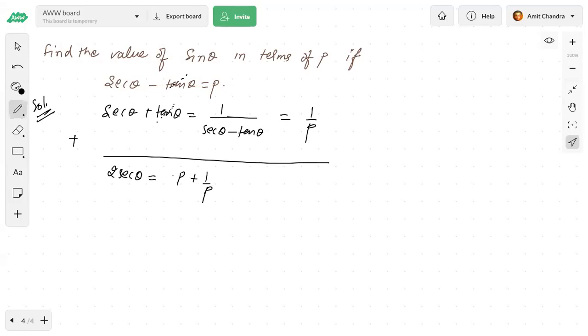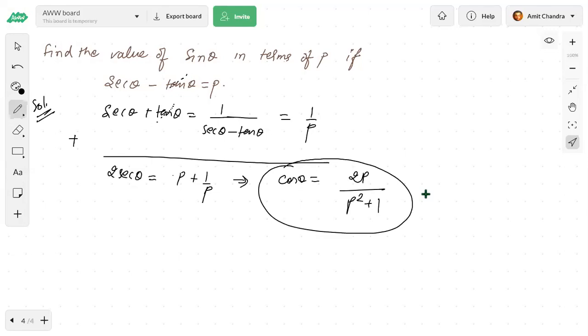Right? So this is twice sec theta. So that means cos theta, from here I will get cos theta equal to, if I take the LCM, twice p by p square plus 1. So this will be the value of cos theta.